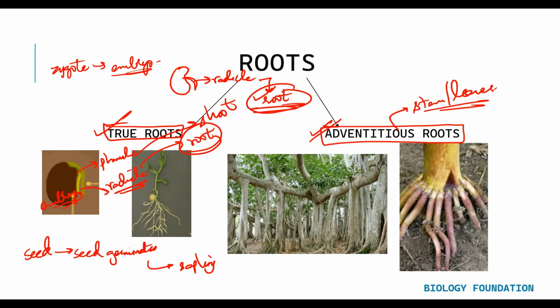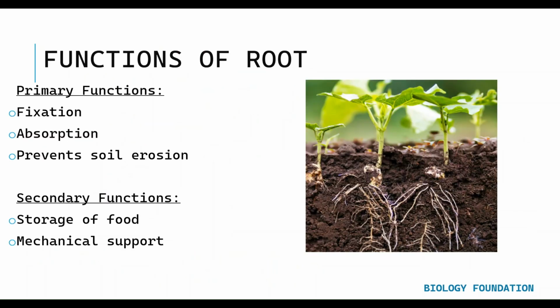Now, adventitious roots are seen in banyan. They're found in sugar cane, maize. We'll look into it, but roots are classified into true roots and adventitious roots. True roots develop from the radicle. Functions of roots: there are two functions that a root can perform, primary function and secondary function.